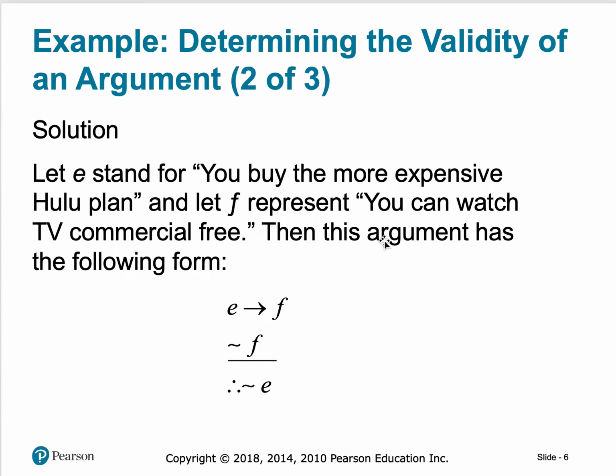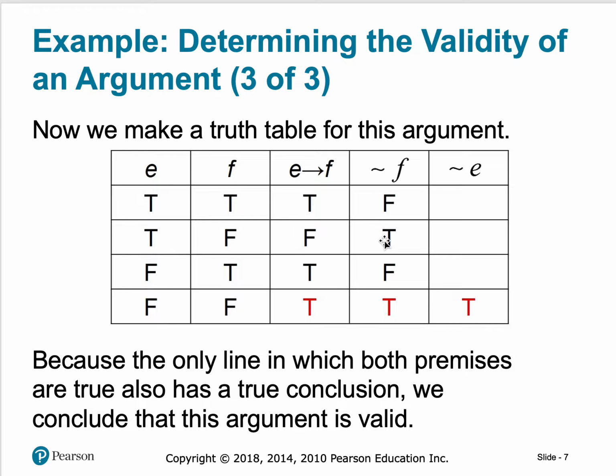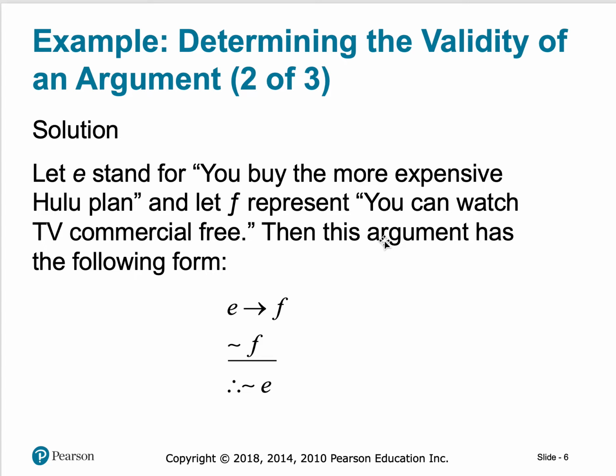So if we let E stand in this example for you buy a more expensive Hulu plan, and F stand for the secondary section, then the argument would look like the below piece. That would just be the mathematical notation for what we just said. And as you're filling out the truth table, the key is not to look at this as E and F and not E and not F. It's to state the statements in your head. And that will help you fill out the truth table. You always have to root your truth table in what's happening in the real world.